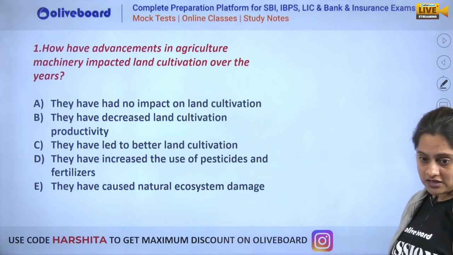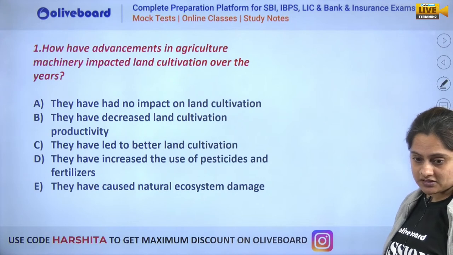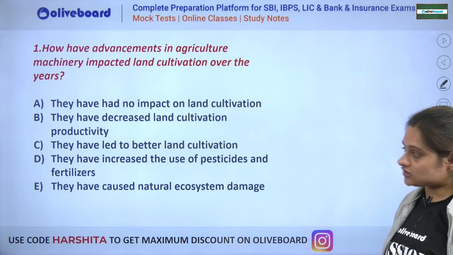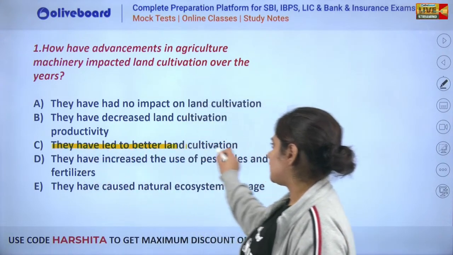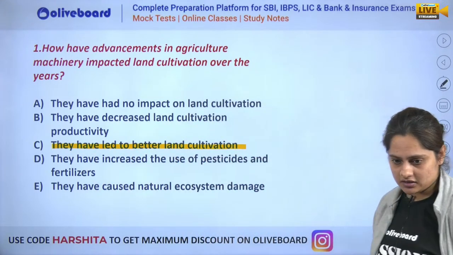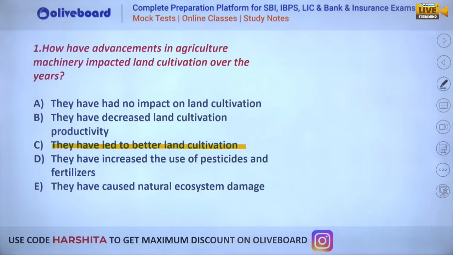Advancements in machinery. So it has to be positive. So what you can write here is better land cultivation. Led to better land cultivation. So very quick, guys. There are so many direct answers, question answers from here. Okay. C will be your answer.